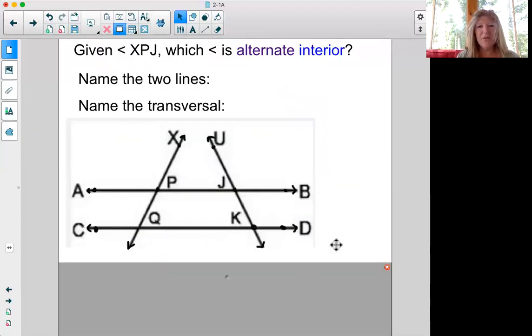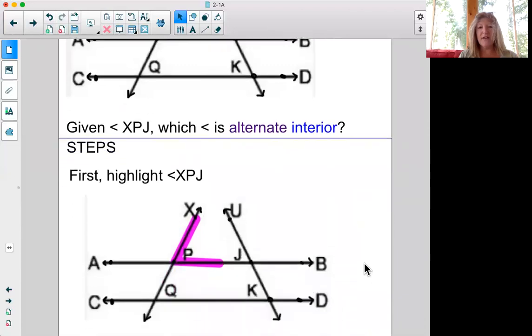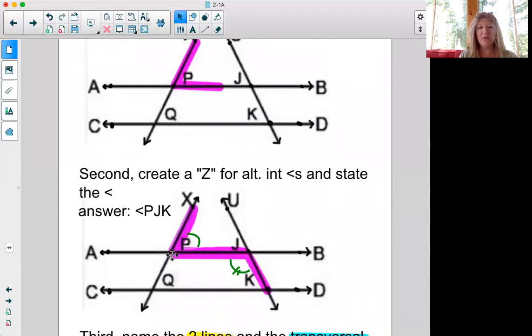Now it can be a little trickier when there's an extra line involved, so pause and try to find the angle that's alternate interior to this angle. The first step is to highlight this angle, so we know where it is. And then if we want an alternate interior angle, our cheat letter is the Z, so we're going to make a Z with that mark, continue the mark to make a Z, and know that our answer will be in the other little nook. So the answer is angle PJK is alternate interior to the angle we were given.